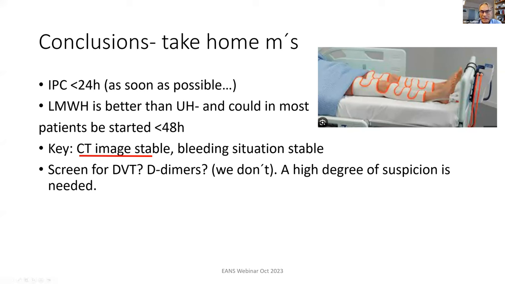As for screening for DVTs and pulmonary embolus, we don't. D-dimer is very unspecific; a high degree of suspicion is needed. So this is obviously complicated, but I hope I've provided you with some guidelines and some ideas on how to manage these patients. If we don't give anything, we will lose patients to pulmonary emboli. It can truly be a killer.